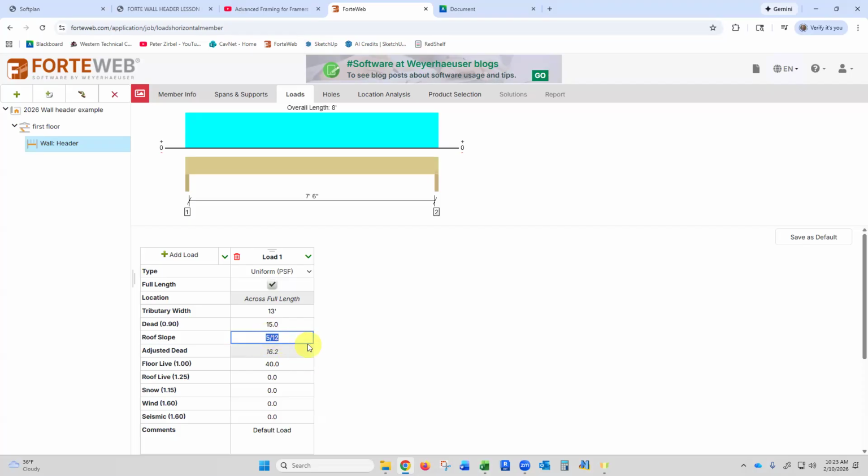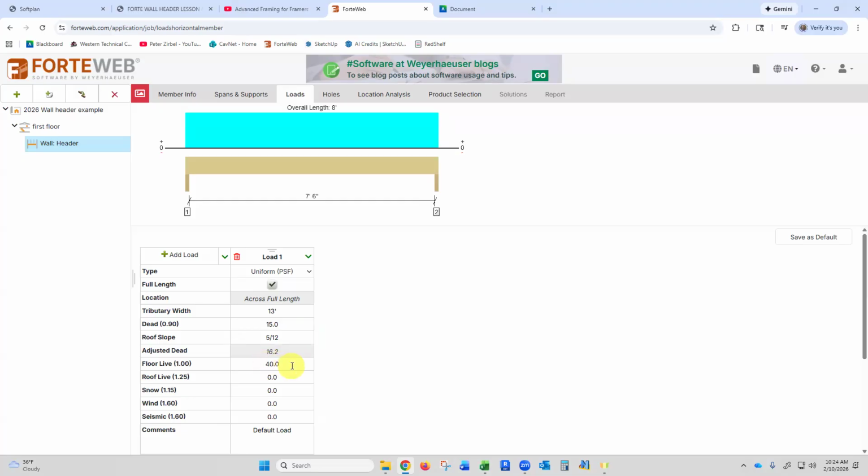Why is it not doing it? Okay, so I did 12 to 12. So you see that adjusted dead load went way up, but we're not 12 to 12, we're 5 to 12. I guess they're thinking nobody does 14 over 12 pitches, but if you're doing a Gothic building, you might have one. I don't know. So anyway, this is the other mistake students make.